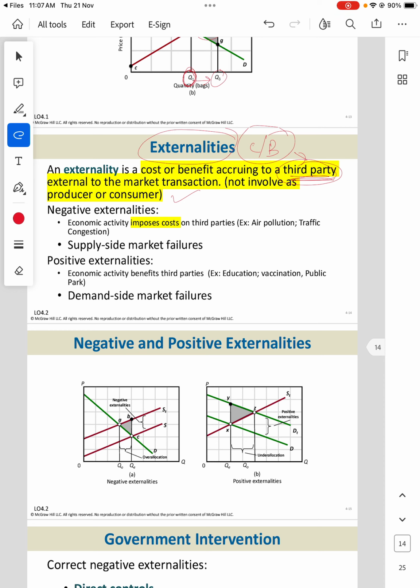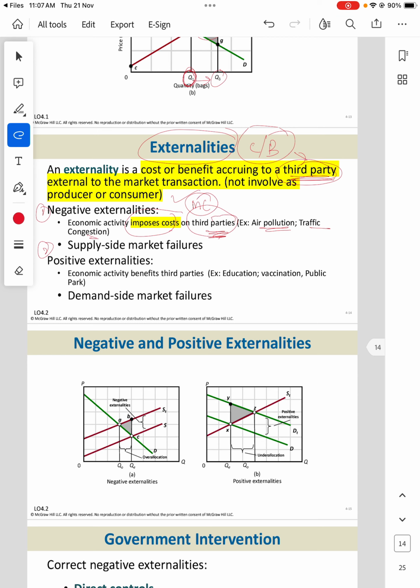When we mention externalities, we need to consider two: first, negative externalities, and second, positive externalities. Negative externalities impose costs on the third party. For example, air pollution and traffic congestion.